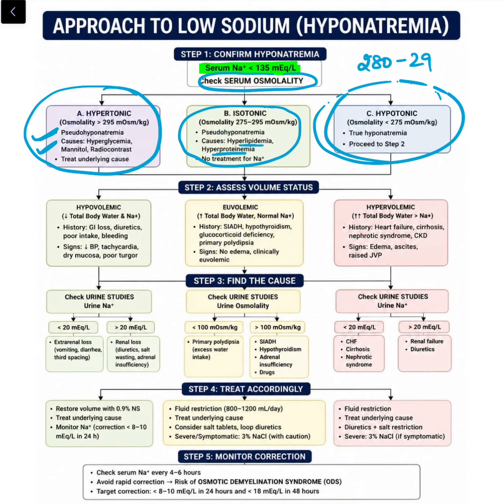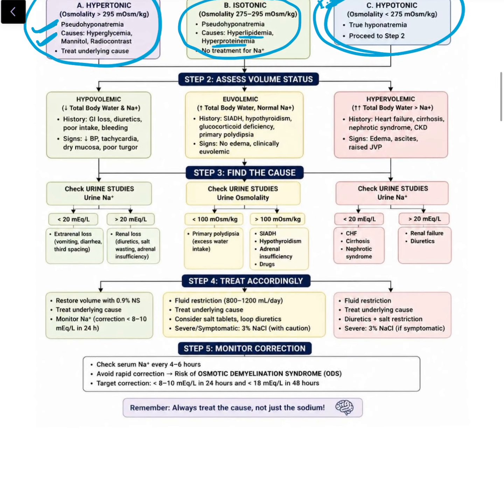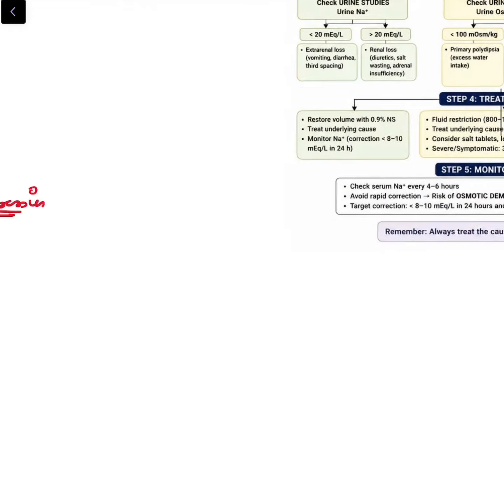Normally, there are different values given in different textbooks, but you normally take 280 to 290. Less than this, you will consider it a true hyponatremia. After checking the serum sodium, you check the serum osmolality. Now if the osmolality is low, further you will check the volume status.